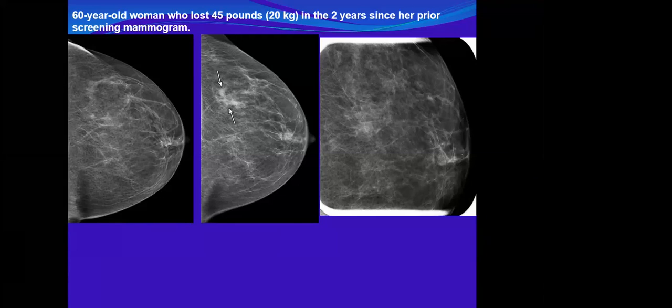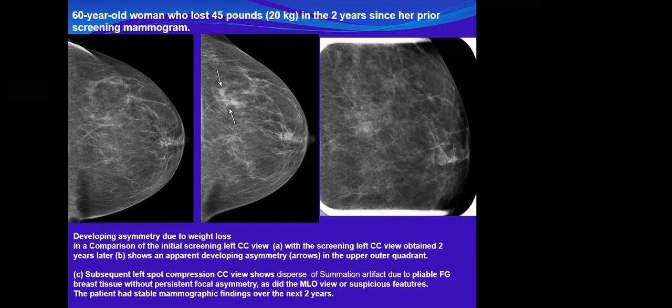As she has associated symptoms like weight loss, a developing asymmetry is BIRADS 4, so we have to proceed for further workup. Okay, what about the spot? Still, the asymmetry is present. Okay. It has been spread out, but I could still appreciate some abnormality.